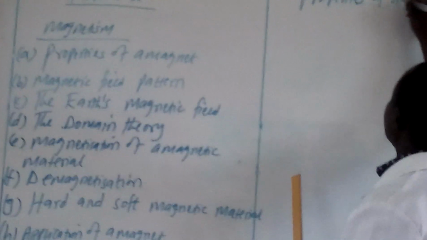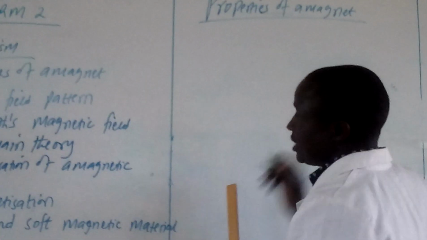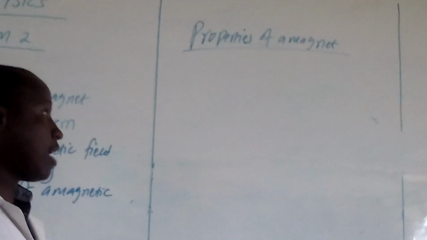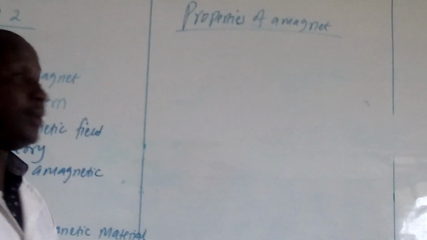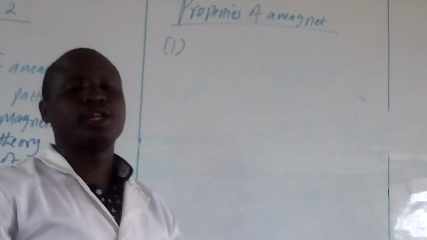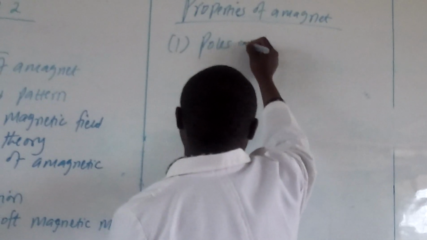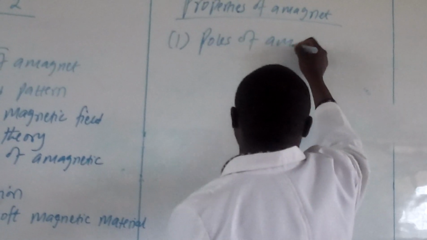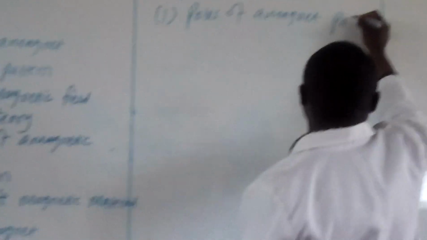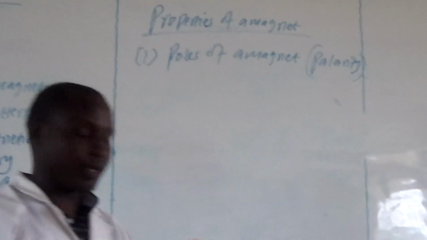In the properties of a magnet, there are 4 properties, and we will start with the first one. The first one is called the poles of a magnet, or sometimes we call it polarity.